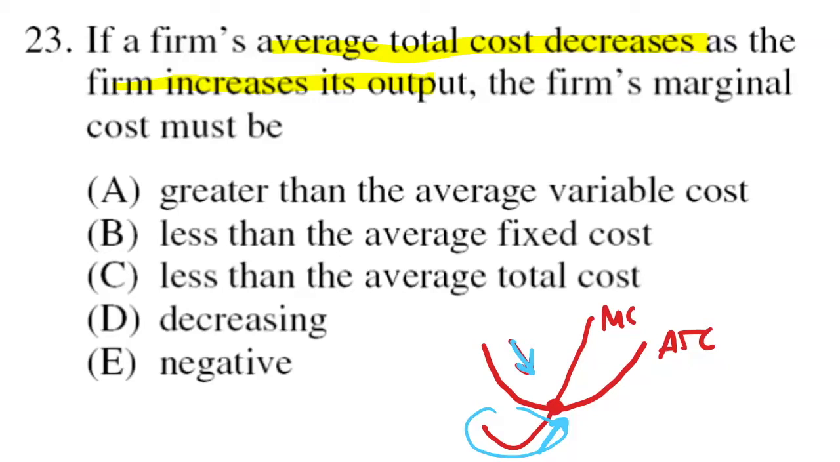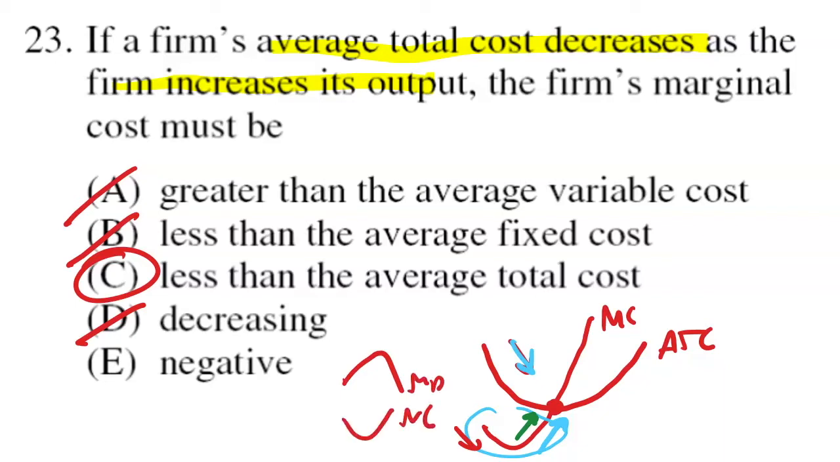So is it A? No, because it's not greater. Is it B, less than the average fixed cost? No, because the average fixed cost doesn't come into play in the relationship between our marginal cost and our ATC. Is it less than the average total cost? Well, yes. Good. The reason it can't be D is that, while the marginal cost curve is decreasing at this part, it is increasing at this part, in green, so it can't be decreasing. And it also can't be negative, it's going to be positive, because if we look at the relationship between marginal product and marginal cost, it's going to be positive. So C is the correct answer.